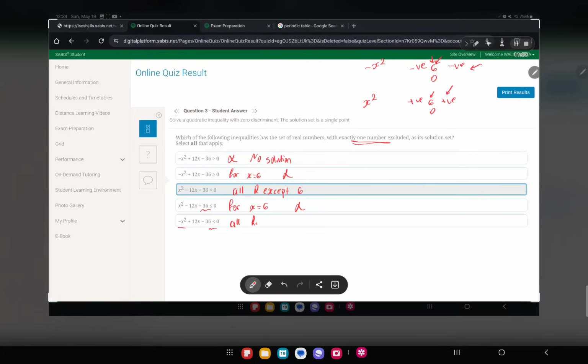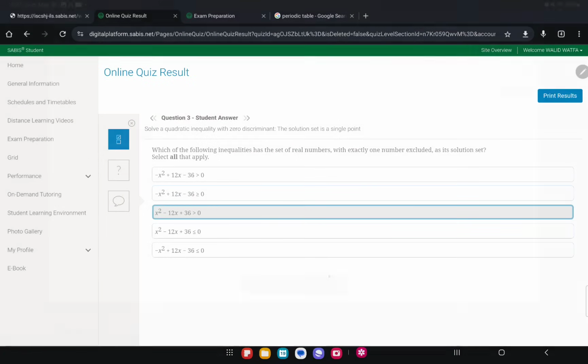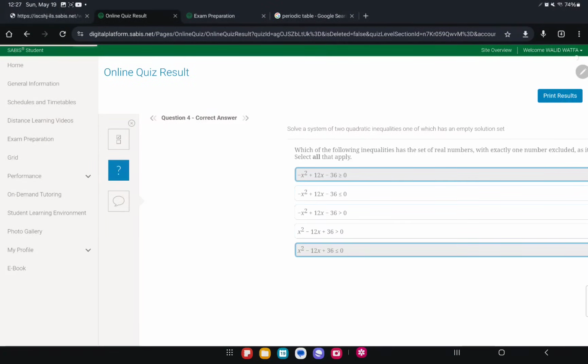If it was after 6, it's negative, it would be less than 0. If it was before 6, it would be less than 0. If it was at 6, it would be equal to 0. And that satisfies all the conditions. So all real numbers. But they said all real numbers with one excluded value. So obviously that's wrong because there's no excluded value. It's all real numbers. Question 4.